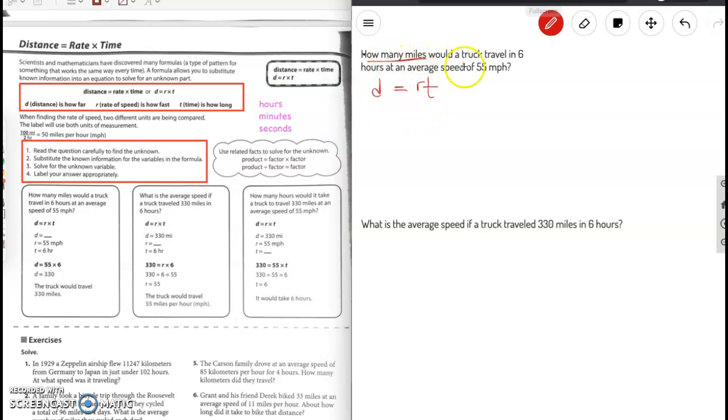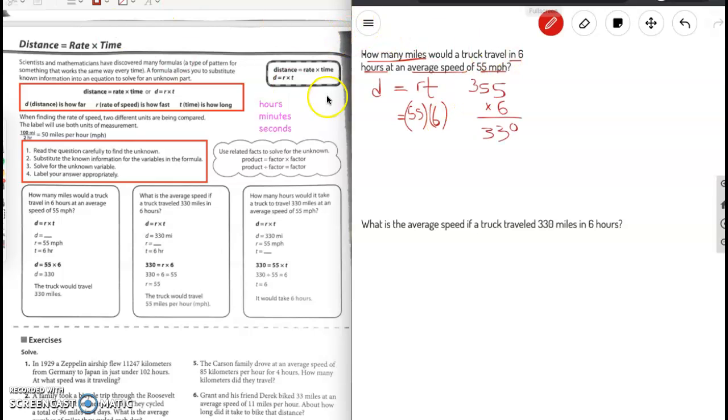Do we know the time? Yes. The truck is traveling for how long? 6 hours. So I'm going to substitute T for 6. Do we know the average speed, the rate? Yes, 55 miles per hour. So I'm going to substitute the R with 55 miles per hour to find the distance. So we're just going to be doing 55 times 6, 330.